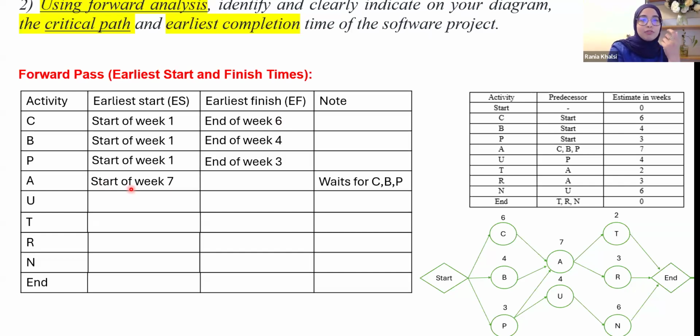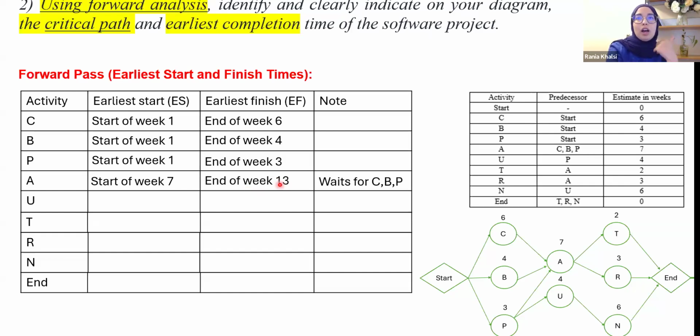Now, what we know about activity A is that it will take 7 weeks. So 7 weeks starting from the start of week 7, we find that the earliest finish for activity A is the end of week 13.